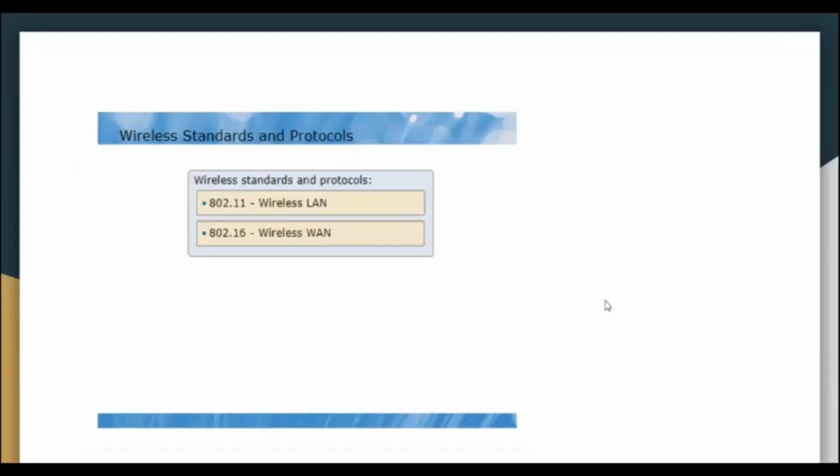Then next, we have the wireless standards and protocols. In wireless standards and protocols, we have the IEEE 802.11 for wireless LAN and the IEEE 802.16 for wireless WAN. We all know that 802.11 refers to the set of standards that define communication for wireless local area networks. The technology behind 802.11 is branded to consumers as Wi-Fi. As the name implies, IEEE 802.11.